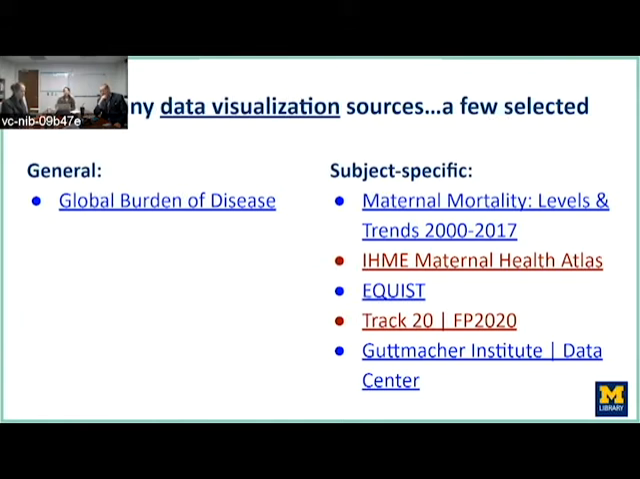The first one is Global Burden of Disease, and then you'll see some subject-specific ones. A really new one is Maternal Mortality Trends. One even newer than that came out last month, the Maternal Health Atlas from the Institute for Health Metrics and Evaluation. EQUIST, which is a child health and women's health data source from UNICEF. Track 20, Family Planning 2020 sources. And one you may have used for abortion data sources or family planning is the Guttmacher Data Center.